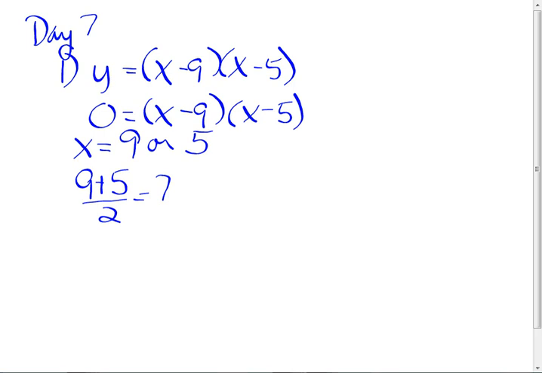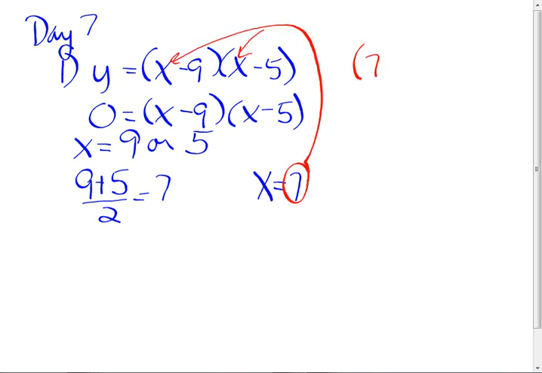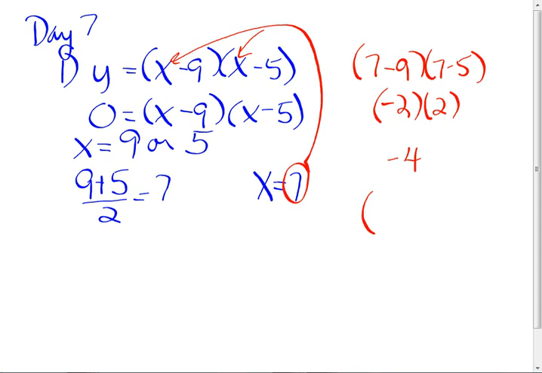Okay, so the author here already did that work for you. It said x equals 7. I want to find the y coordinate. So what I'm going to do is put 7 in here for x and 7 in there. So I'm going to have 7 minus 9 times 7 minus 5, and that will give me the y value when x is 7. So this is negative 2. This is positive 2, so y is 2 times 2, now multiply, 4. So it's 7, comma, negative 4.